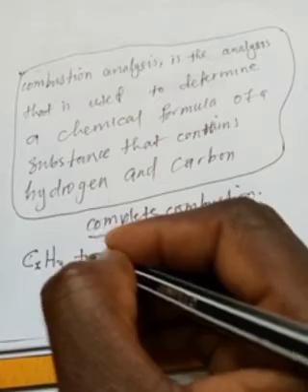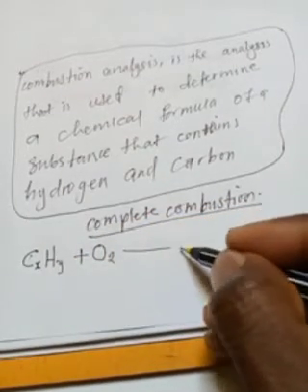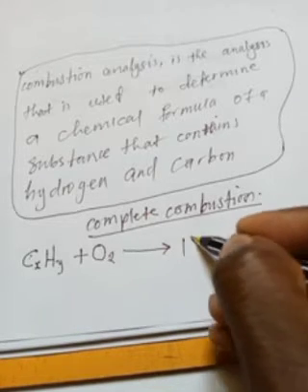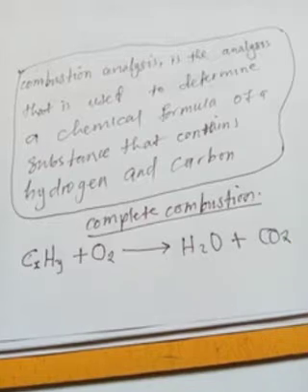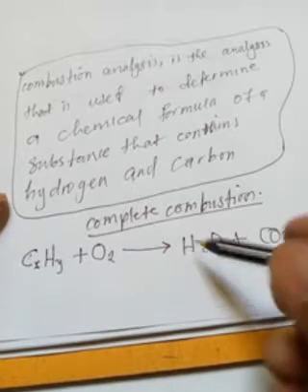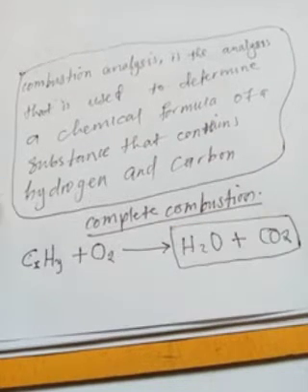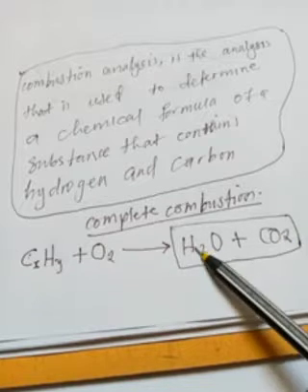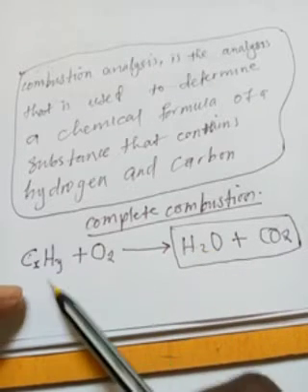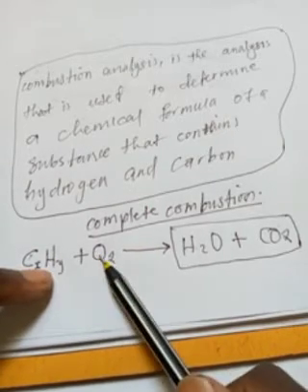If you combust this with a certain amount of oxygen in a complete way, you have to expect to produce water plus carbon dioxide. So these are what we call the products, and we are going to focus on these same products whenever it comes to calculating the empirical formula. Because if I combine these, I have to get a certain substance that is made up of carbon, hydrogen, as well as oxygen.